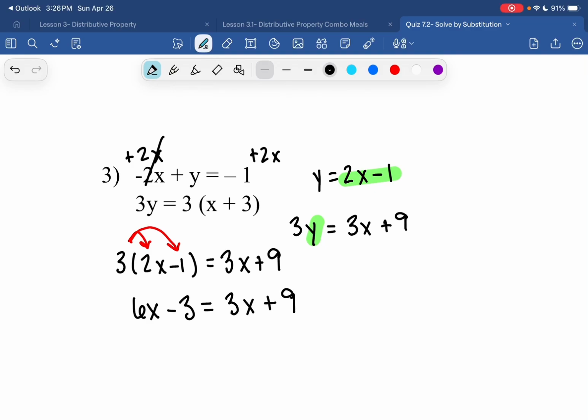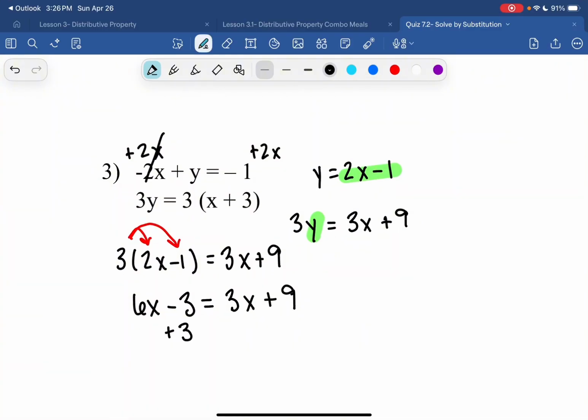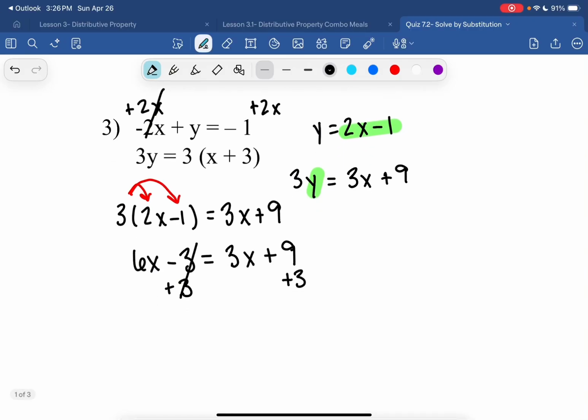Okay, I want to move my variable to the left and my numbers to the right. So I'm going to add 3 because the opposite of negative 3 is positive 3. And we need the numbers to cancel on this side. So I now have 6x equals 3x plus 12.